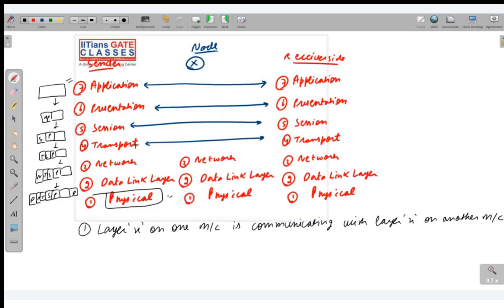So from this point we can conclude that each layer, for example session layer or transport layer, is using services from the layer just above it and giving services to the layer just below it. Within each machine, each layer uses the services of the layer just above it and gives services to the layer just below it. So this is the second important point which we should know.